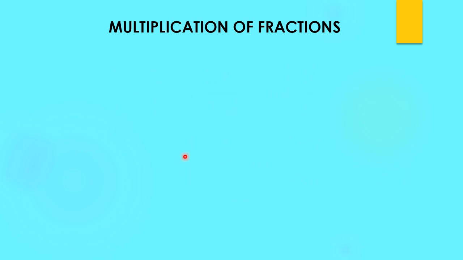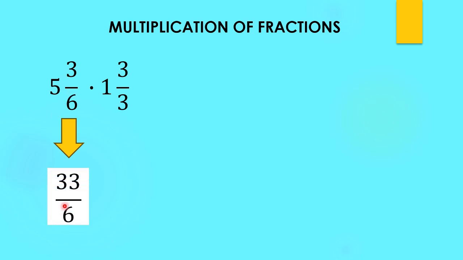I have here 5 and 3/6 times 1 and 3/3. This time we have two mixed numbers. So to multiply, first we need to change each mixed number into an improper fraction. Let us first change 5 and 3/6. It will become 33 over 6. So 6 times 5 is 30 plus 3 is 33. Then copy the denominator 6.